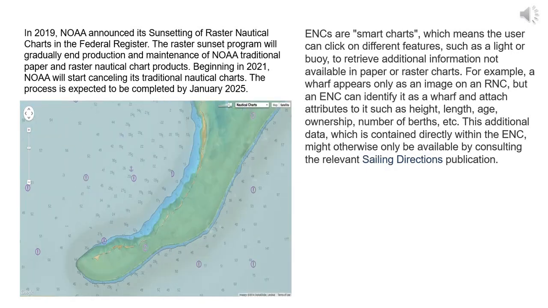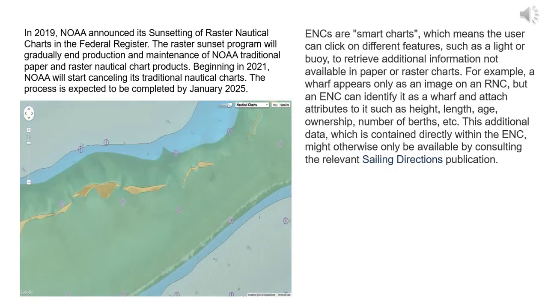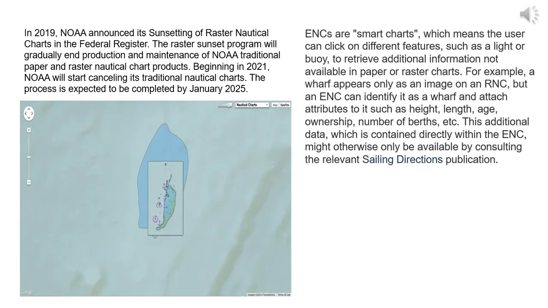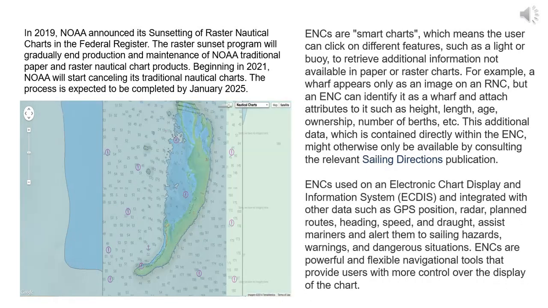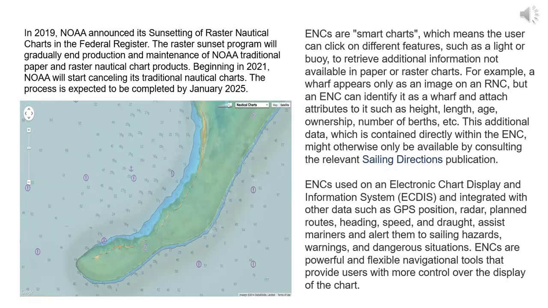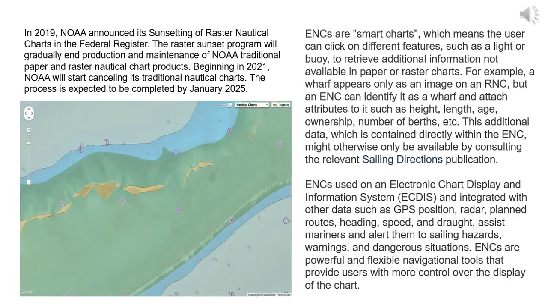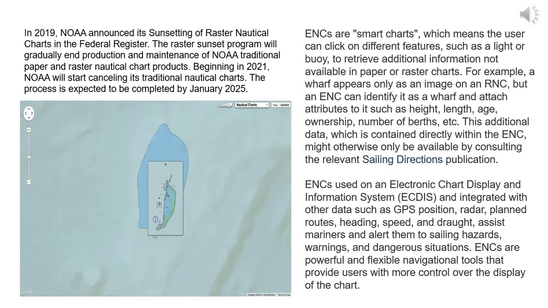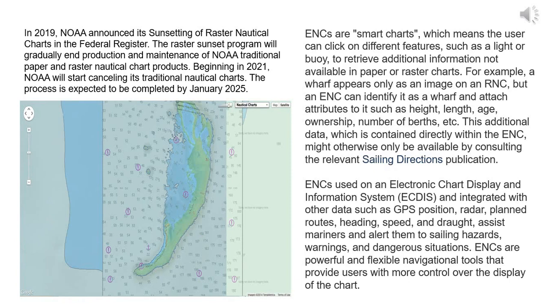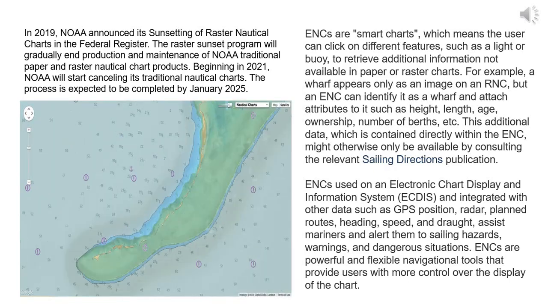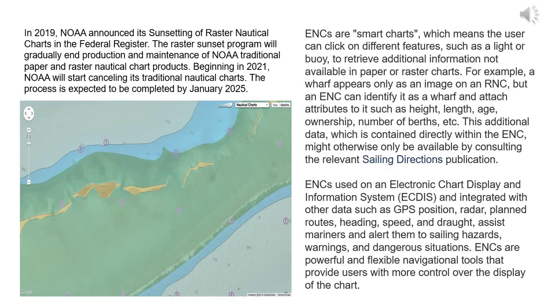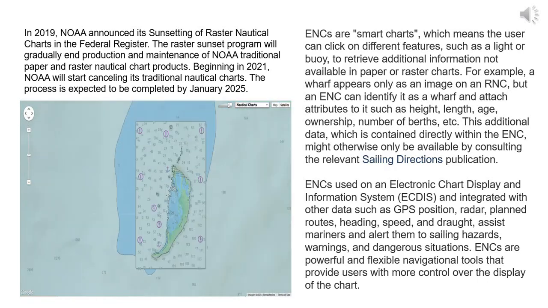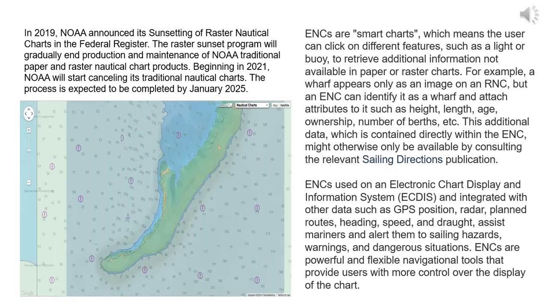This additional data, which is contained directly within the ENC, might otherwise only be available by consulting the relevant sailing directions publication. ENCs used on an electronic chart display and information system, ECDIS, and integrated with other data such as GPS position, radar, planned routes, heading, speed, and draft, assist mariners and alert them to sailing hazards, warnings, and dangerous situations. ENCs are powerful and flexible navigational tools that provide users with more control over the display of the chart.